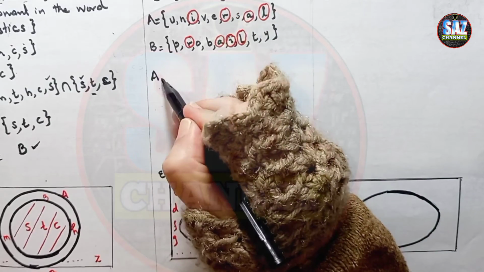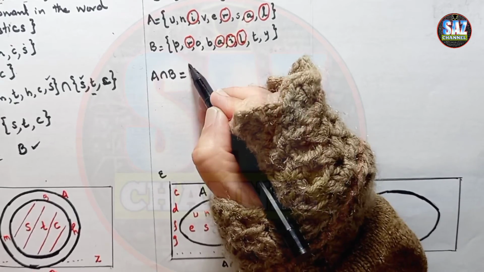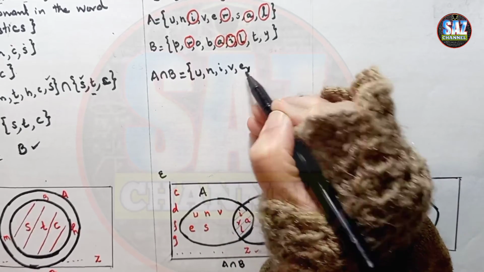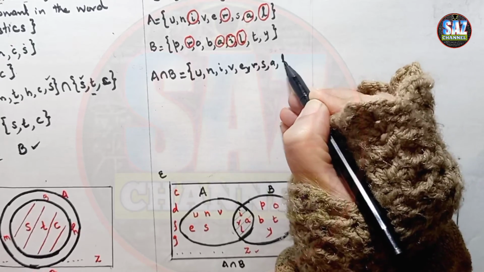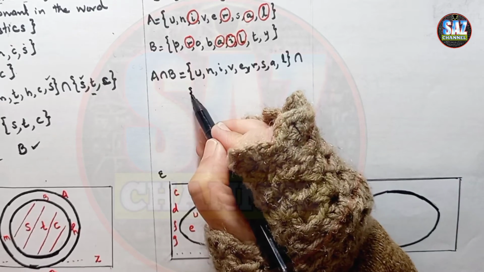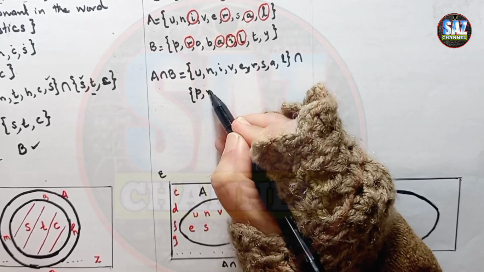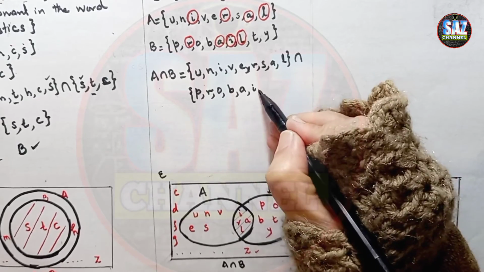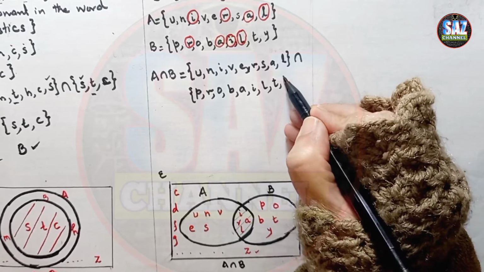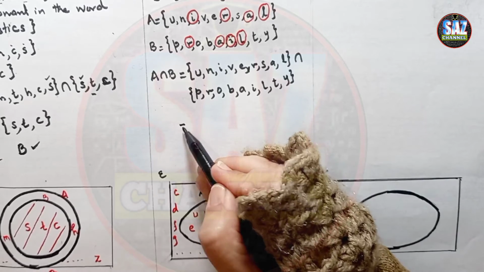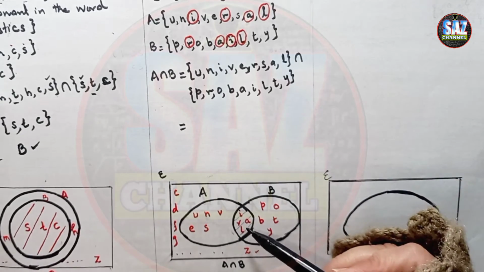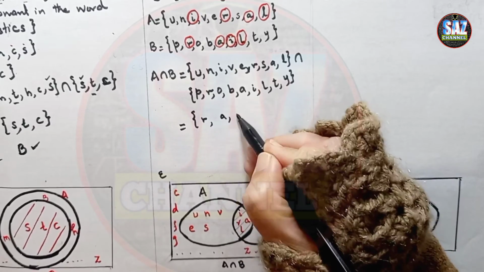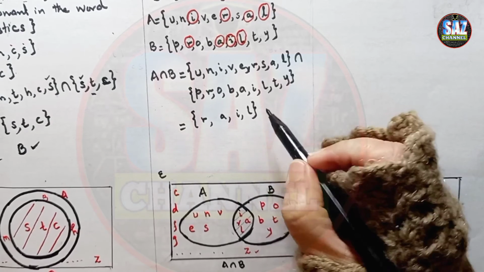Now let's come to the question and find the intersection with the help of the formula. I have to write A intersection B equals, then I have to write the elements of A, that is U, N, I, V, E, R, S, A, L, then intersection, and then the elements of set B: P, R, O, B, A, B, I, L, I, T, Y. I have already identified the common letters, that is R, A, I, L. So the common letters are R, A, I, and L, which is the answer of A intersection B for this situation.